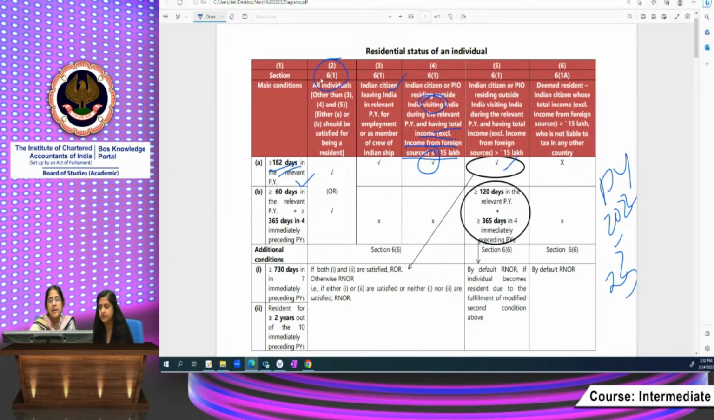Okay. Then in all other cases, it will be 182 days or 60 plus 365 days in the immediately four preceding years. Okay. Now, this is as far as resident is concerned.